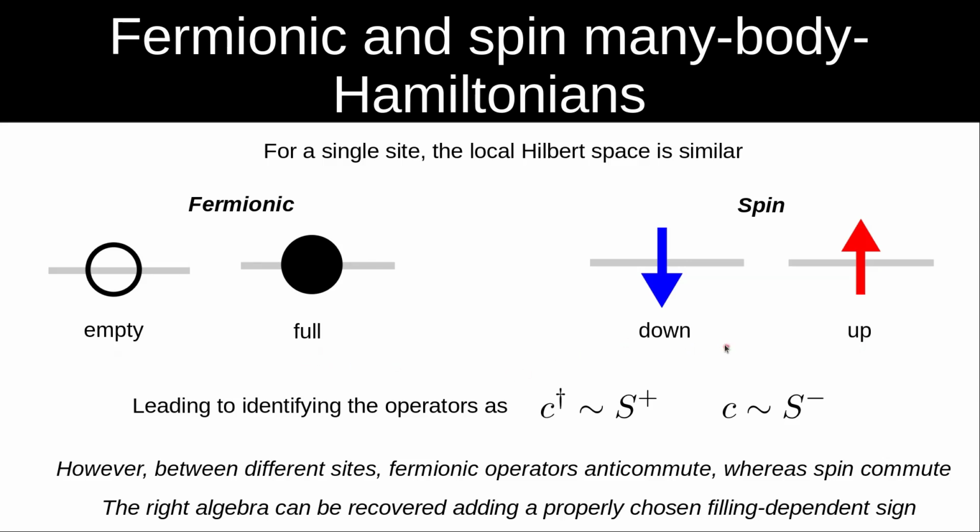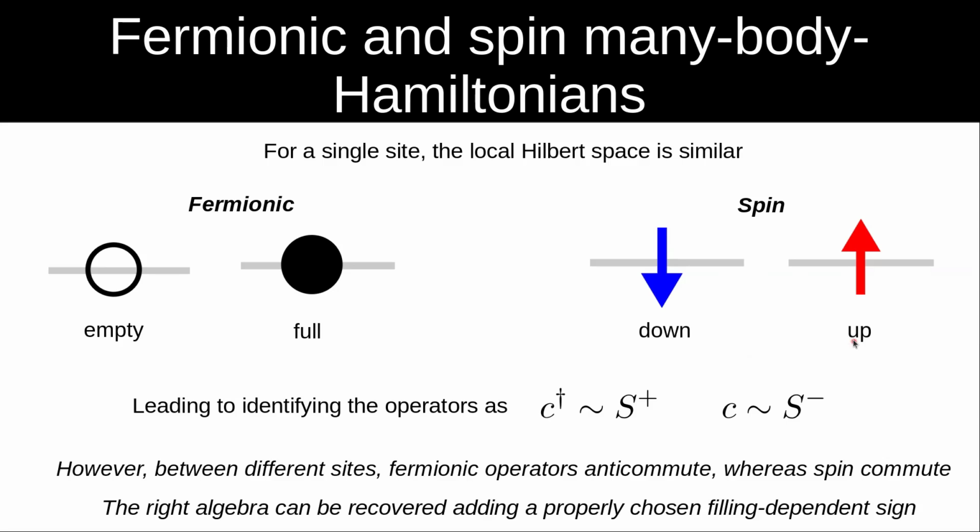And in the case of spin, you could go from the down state to the up state by applying the ladder operator, in particular S plus. So in a way, one could try to identify the creation operator in the fermionic model with the spin ladder operator, the operator that increases the spin by 1 in the spin model. And by the same argument, you could essentially identify the annihilation operator in the fermionic model with the ladder operator that decreases the spin by 1 in the spin model.